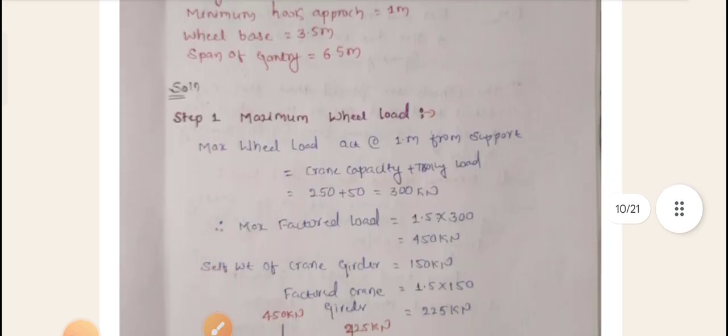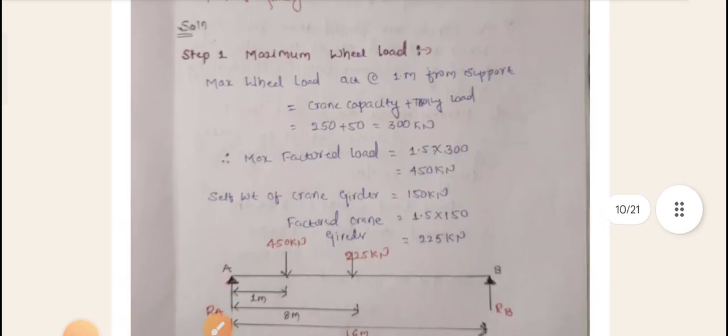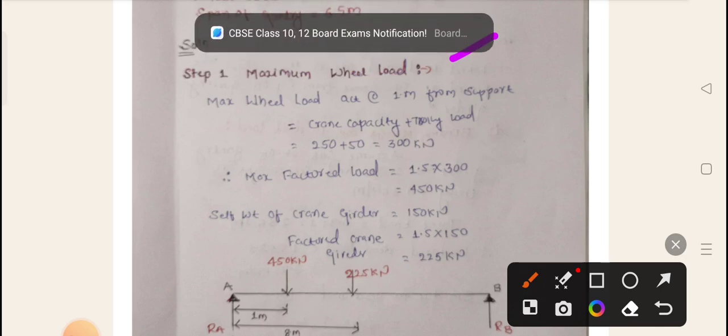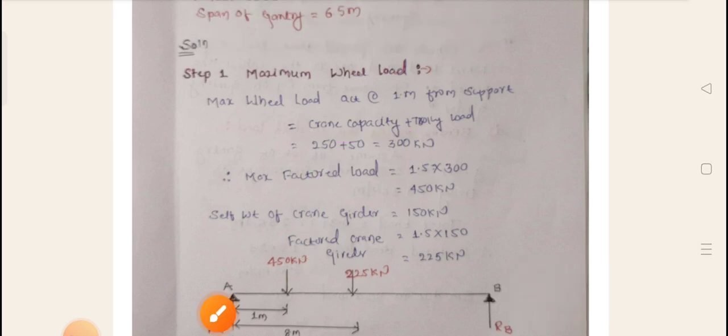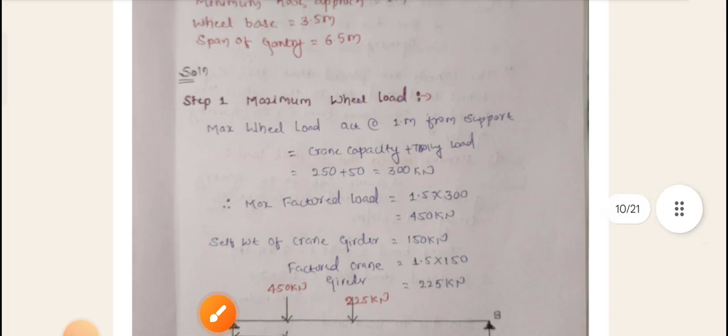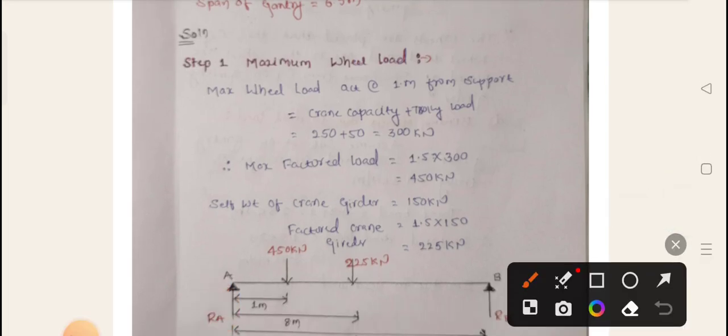Now we'll solve the problem step by step. In step number one, we are supposed to calculate the maximum wheel load, which is the load coming on the wheel. First, the capacity of the crane is 250 kilonewton, plus 50 kilonewton, which is the weight of the crab or trolley. So the maximum load coming on the wheel is 250 plus 50, that is 300 kilonewton.